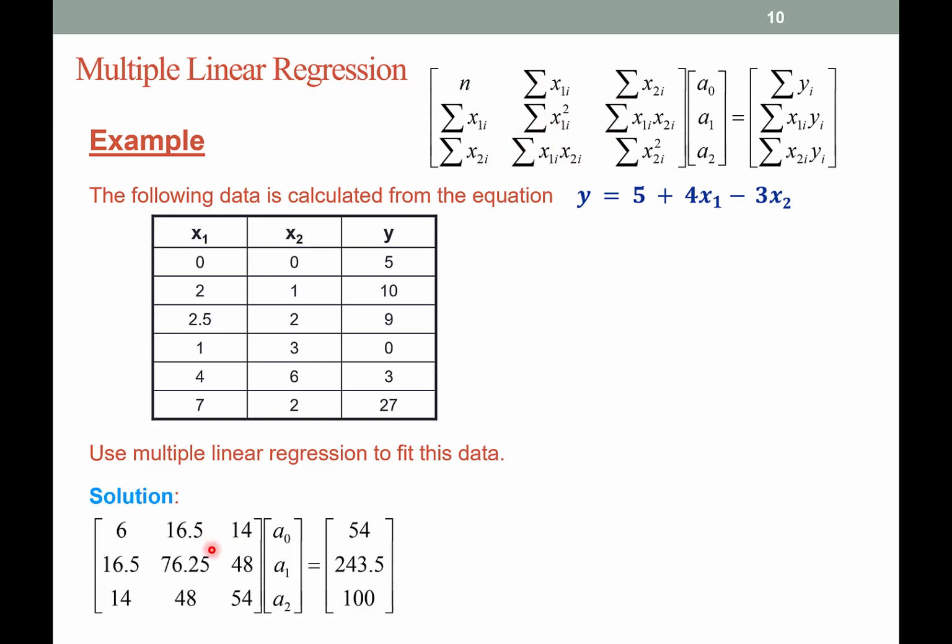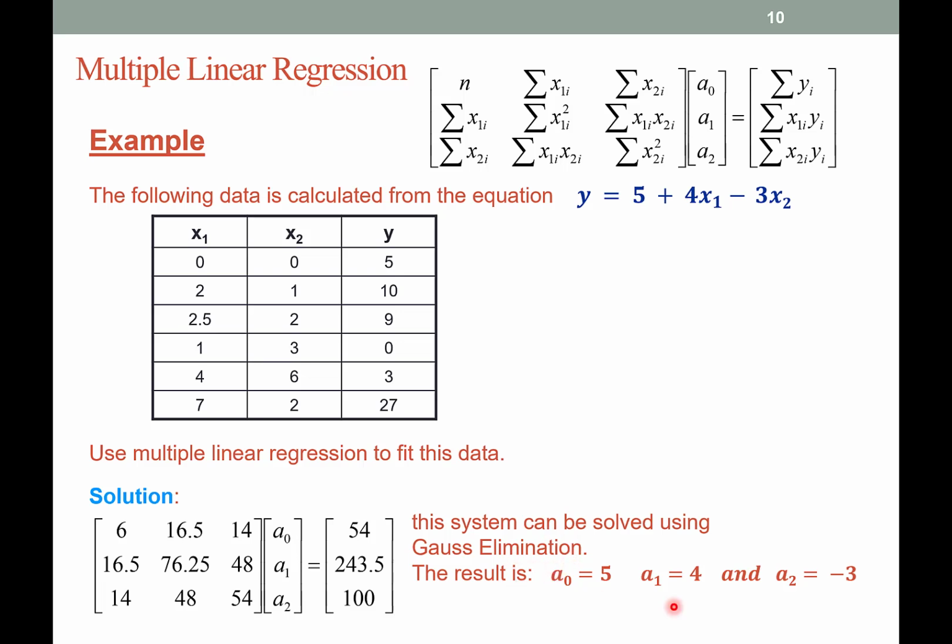So solving this set of linear equations, we can solve for A0, A1, and A2 to get the following solution using Gauss elimination or any other method that we learned in the previous lectures to find that A0 is 5, A1 is 4, and A2 is -3, which matches what we see here, showing that this approach does in fact work for finding coefficients for multiple linear regression or multiple linear models.